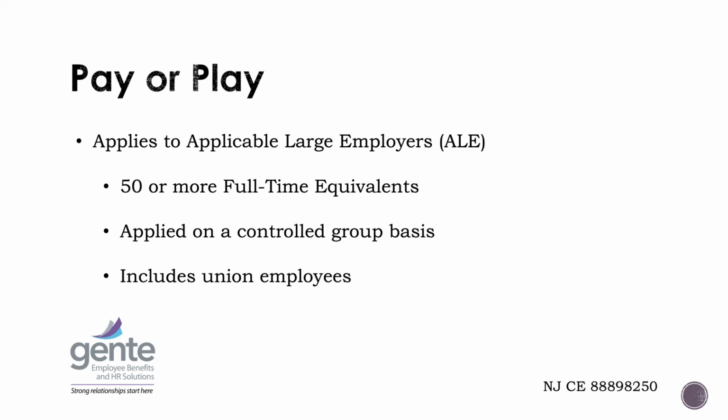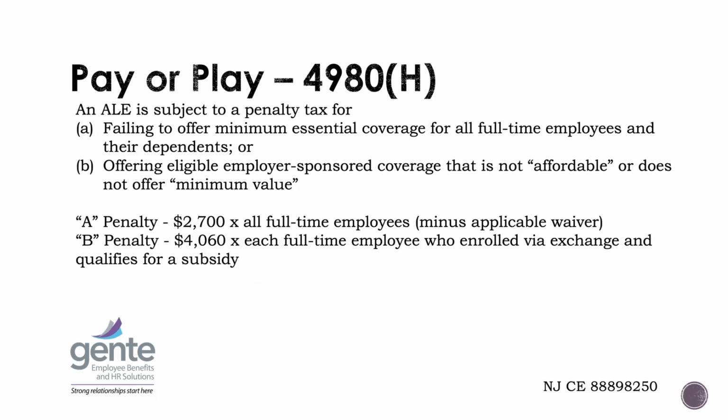So these employers that have to pay or play are subject to penalties if they don't offer minimum essential coverage to all full-time employees or don't offer minimum value coverage that is affordable to their employees. The penalties, for those of you who are old timers like me, have gone up quite a bit. We're looking at $2,700 if an employer fails to offer any coverage, minus the applicable waiver. And if they offer coverage, but it's either not affordable or not minimum value, so they offer at least a minimum essential coverage plan, or they offer a plan that is unaffordable, they pay a $4,060 penalty for that employee that gets a subsidy. Only for those employees who get a subsidy, though.